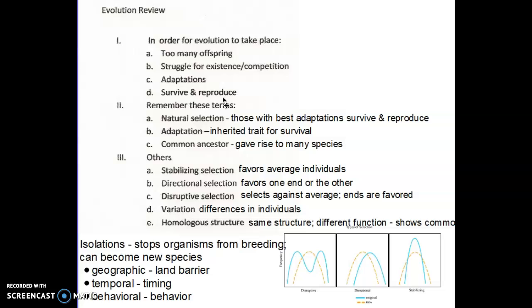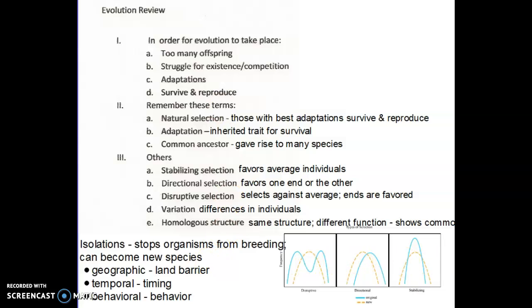So an adaptation is anything you inherit for survival. It could be thorns, it could be a nasty smell, it could be a dangerous chemical, it could be a hard coating on your shell. Basically anything that helps you survive in your habitat. Okay, so remember that your adaptation is only as good as where you live. So for an example, a polar bear being white or a snow hare being white would do them absolutely no good in North Carolina.